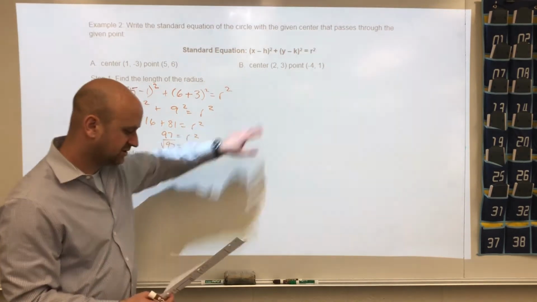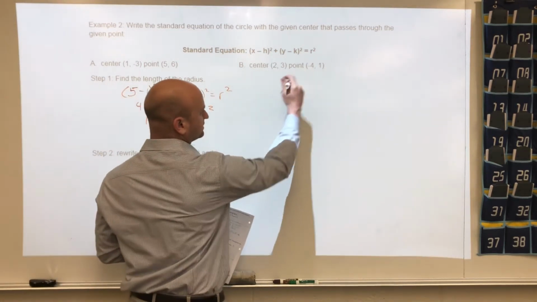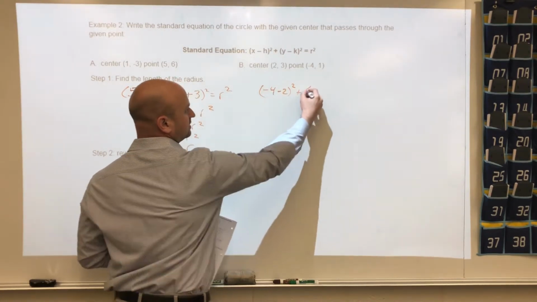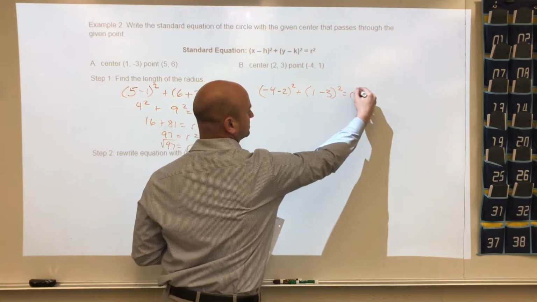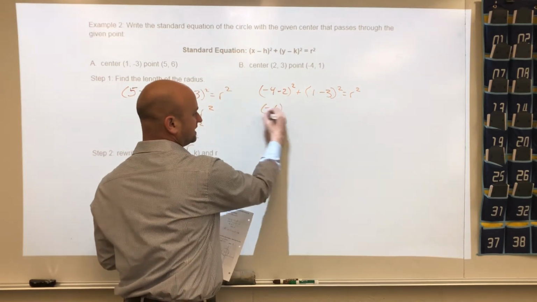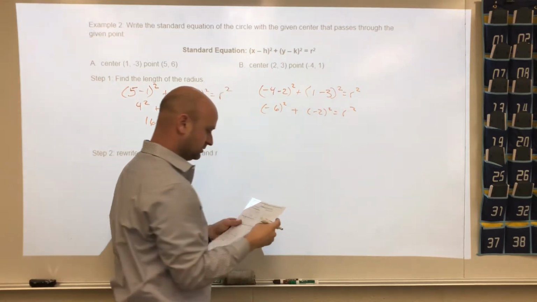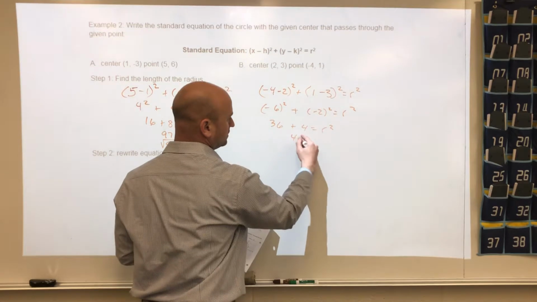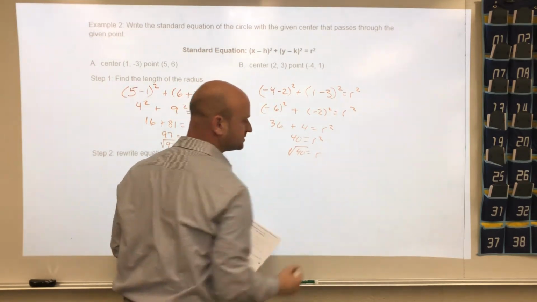All right, let's look at part B here. Okay, so the center point and the point. The point will go first, and then we go opposite the center. Right? So we set up our equation this way. So we end up with negative 6 squared plus negative 2 squared equals r squared. So we have 36 plus 4. So the square root of 40 is going to equal r.